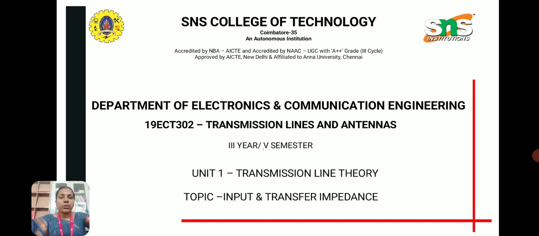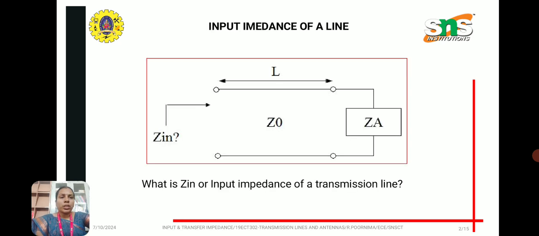In this lecture we are going to discuss input and transfer impedance. The input impedance of a line is measured at the input terminals. Consider a transmission line having length L and characteristic impedance Z0. We are going to measure the input impedance Zin.